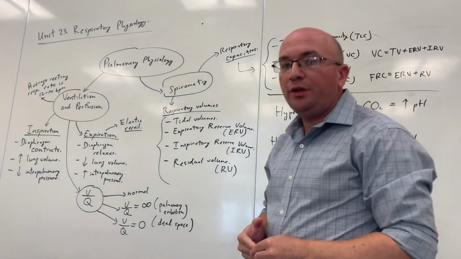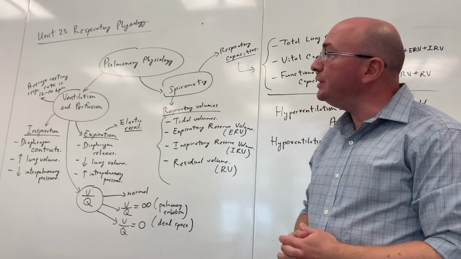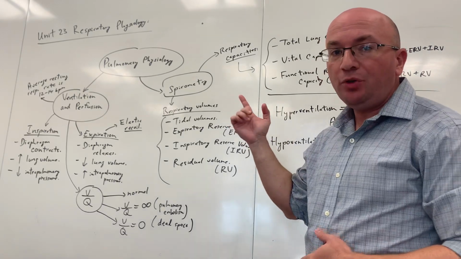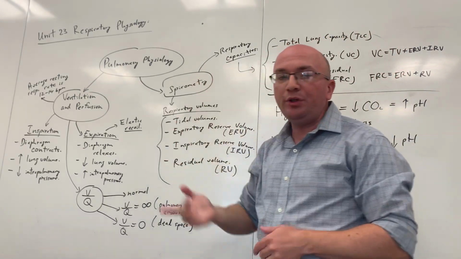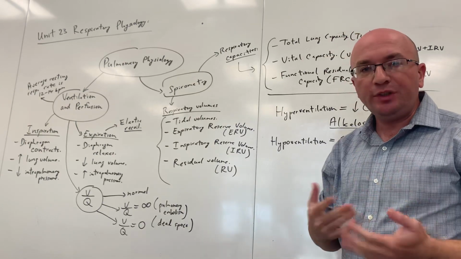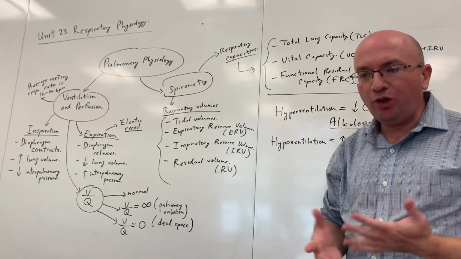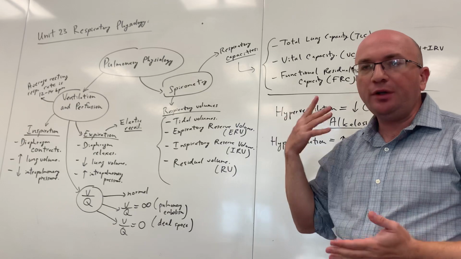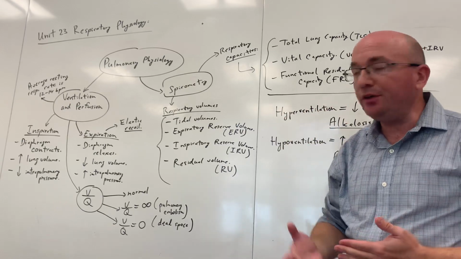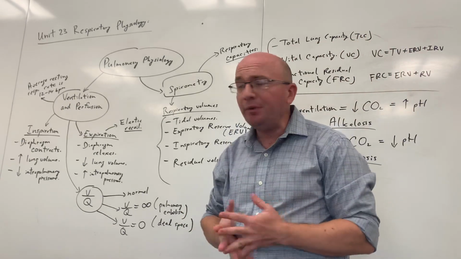Welcome to Unit 23 for Anatomy and Physiology 2 students. In this chapter, we're going to be talking about respiratory or pulmonary physiology. The words respiratory and pulmonary are going to be used interchangeably here. Essentially, pulmonary we usually use for more clinical scenarios, and respiratory for general anatomy.